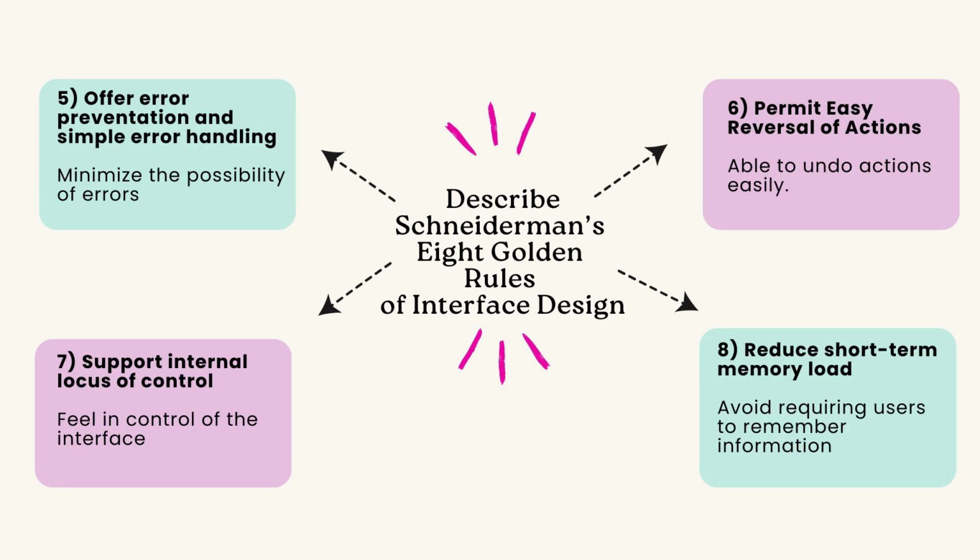Number 5. Offer error prevention and simple error handling. It will minimize the possibility of errors. Number 6. Permit easy reversal of actions. It will allow users to undo actions easily. Number 7. Support an internal locus of control. Users should feel in control of the interface. Number 8. Reduce short-term memory load. It will avoid requiring users to remember information across different screens.